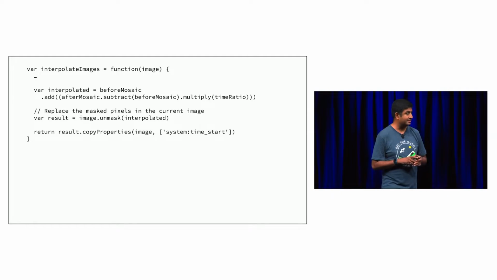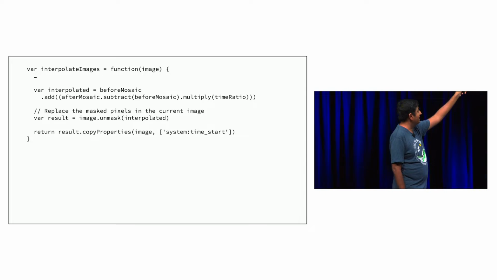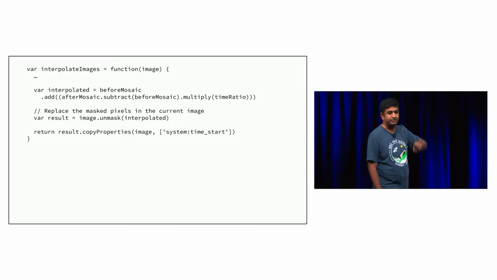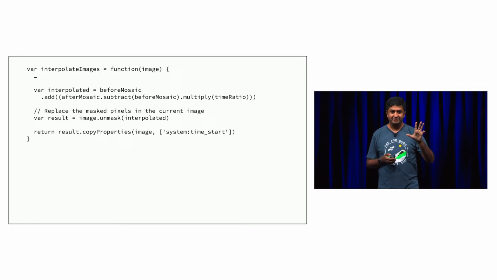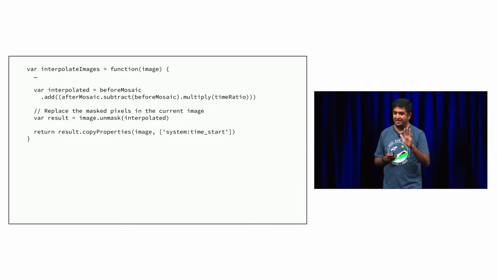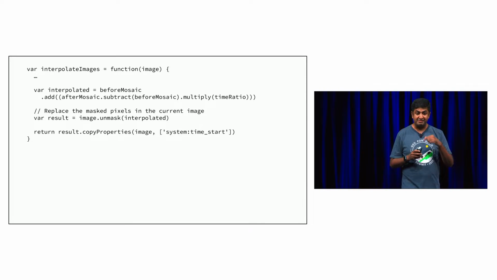And finally, this is the key part here. We say image.unmask interpolated. So we have each image where there's stuff that is masked. That's a gap. So we just say, don't touch anything else. Unmask it with the interpolated value. So only those pixels which are masked, replace those.